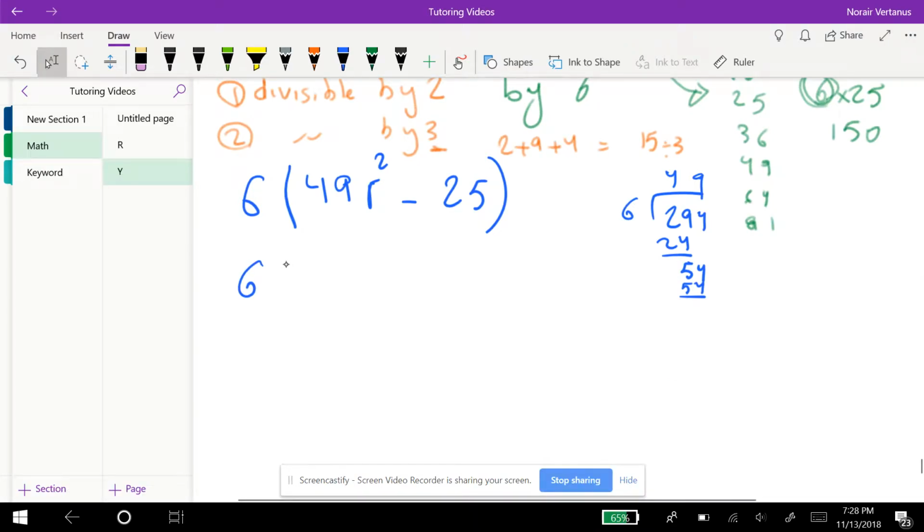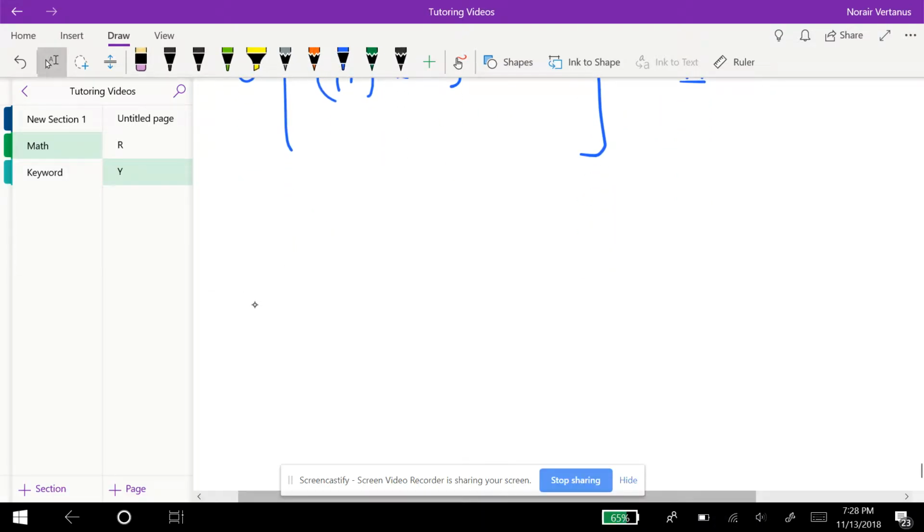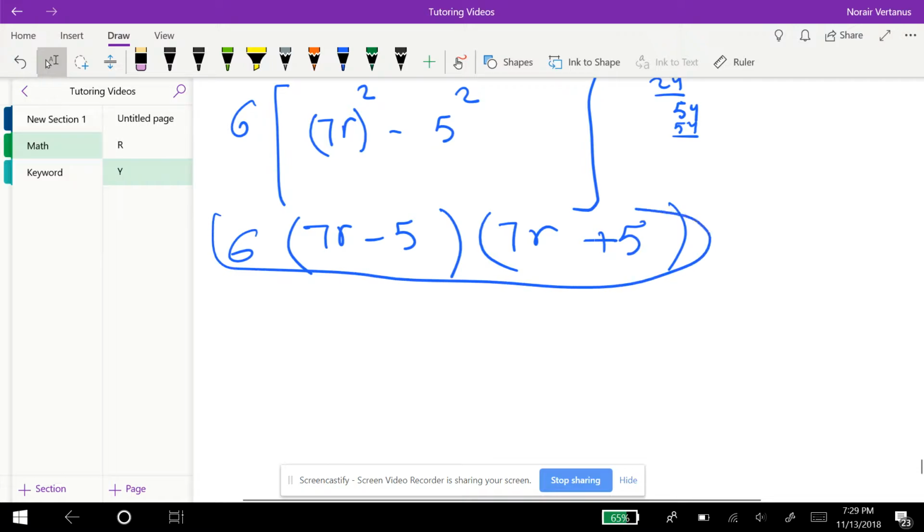Now what I'm going to have here, let me show it to you like this. I'll go step by step. That's 7R, all of that to the second power, minus 5 to the second power. You see that? It's a difference of squares. So it's going to be 6 times these two binomials: 7R minus 5, 7R plus 5. And then we're done. So we factor it out.